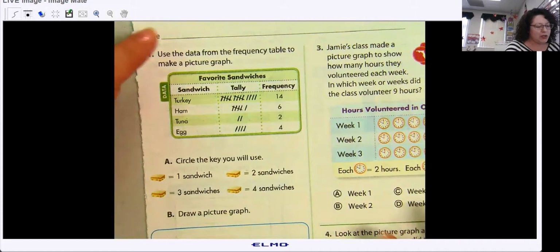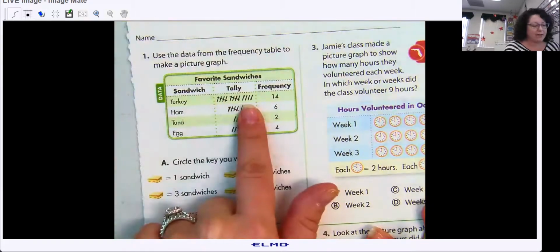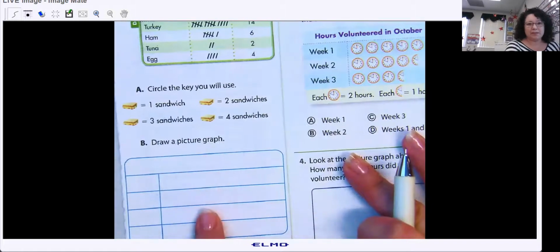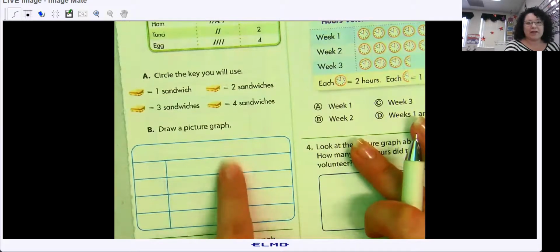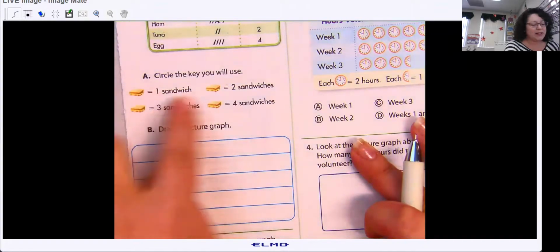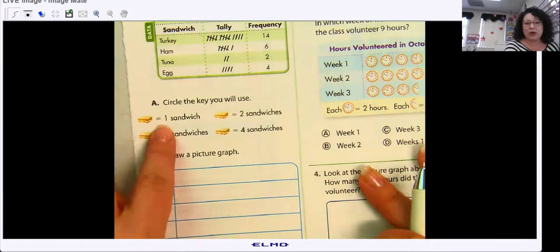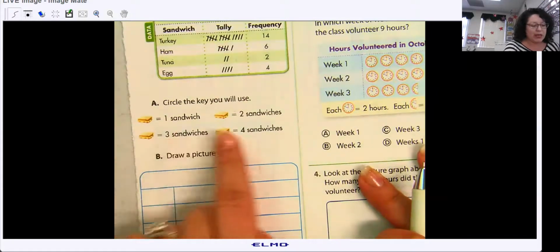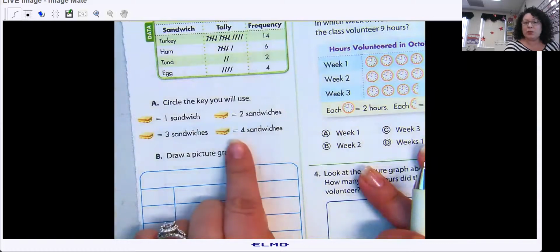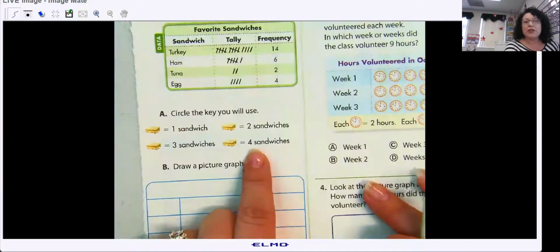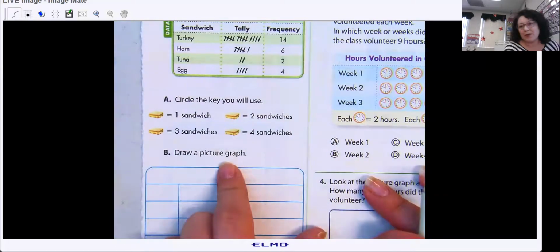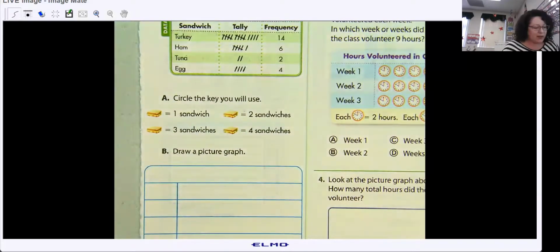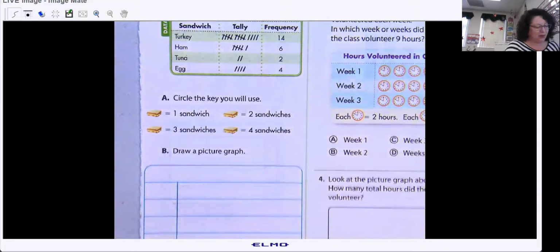Number one, use the data from the frequency graph to make a picture graph. So you're going to use this data to make a picture graph here. And you get to decide which key or which scale. Do you want to use one sandwich is worth 1, one sandwich is worth 3, one sandwich is worth 2, or one sandwich is worth 4? You get to pick the scale, okay? You don't have to draw a sandwich. You can just draw a square or a circle or whatever. Make sure you give it a title.